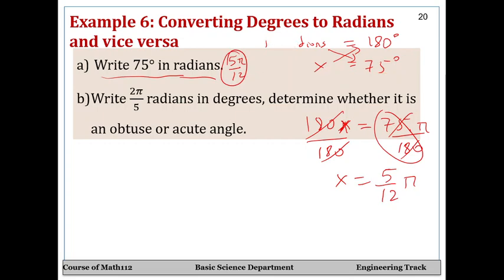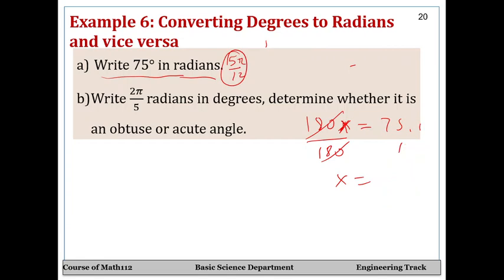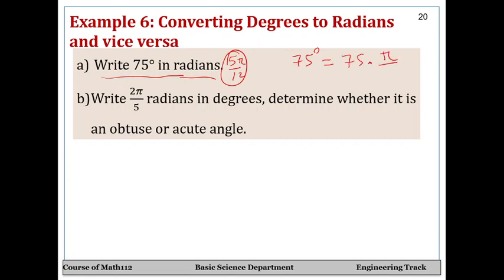Or another way is, if you don't like it, you can use the formulas given in the previous slide. So you can say 75 degrees is equal to 75 times pi over 180. So you can use this formula here.